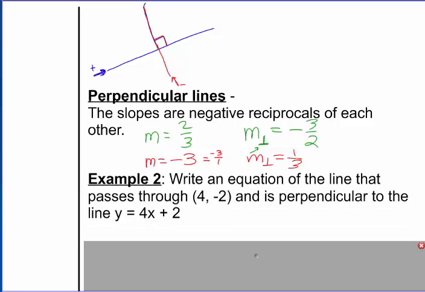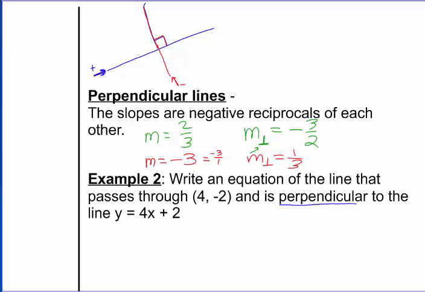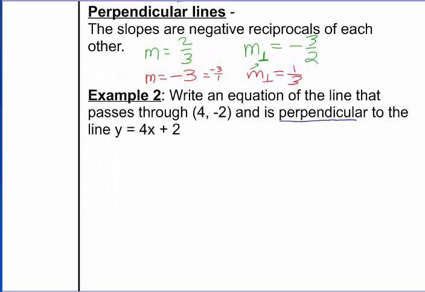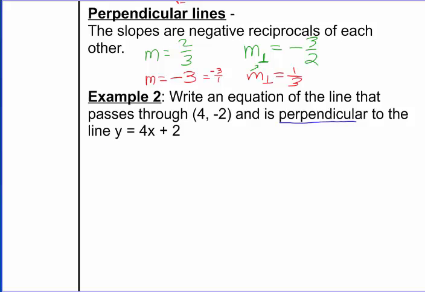So let's take a look at an example. We have a point and an equation. It says write an equation of a line that passes through the point (4, -2) and is perpendicular to the line y equals 4x plus 2. So we want to make sure that it's perpendicular to that equation. Just as before, you identify what the slope of this line is. So the slope of this line is 4.